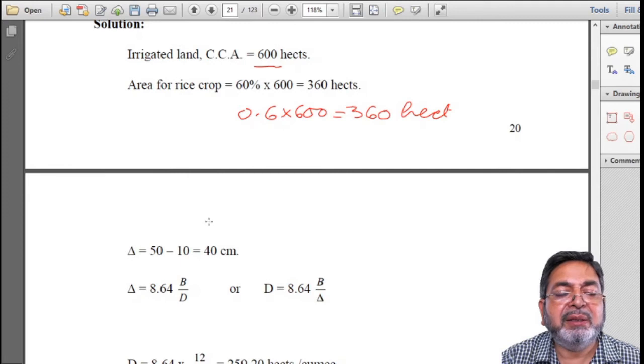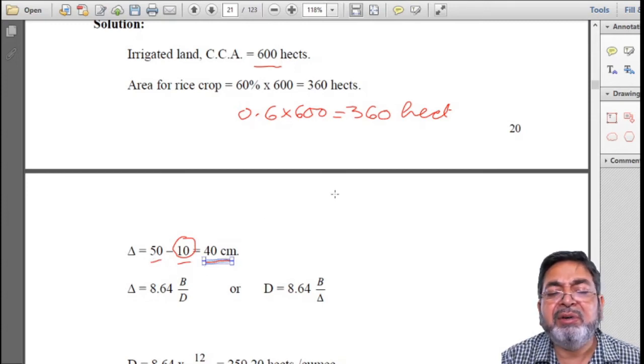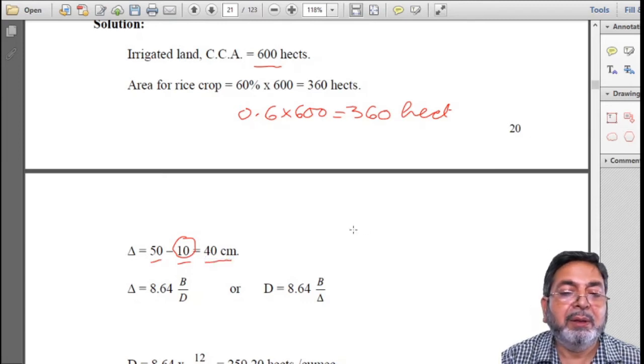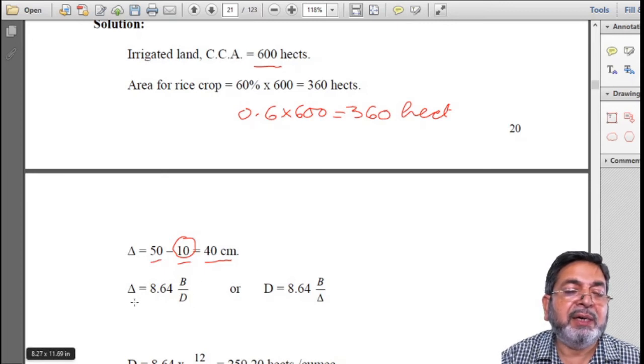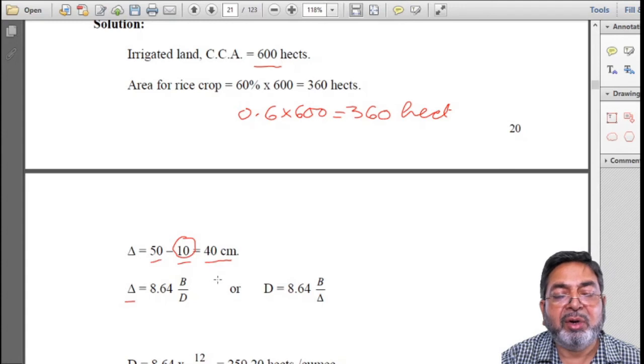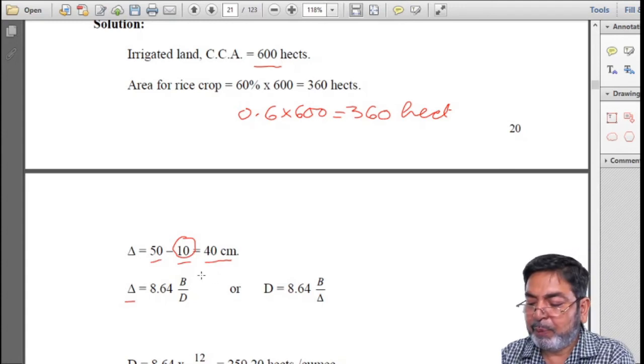Now, as I told you, the total depth of water that is required by the plant is 50 centimeter, but 10 centimeter rainfall is taking place, so delta will be 40 centimeter, because this you are getting from natural source. You don't need to apply this much, so the remaining amount is 40 centimeter, and this 40 will be the delta. I think you have got this point. Now here delta is given to you as 40 centimeter or 0.4 meter.